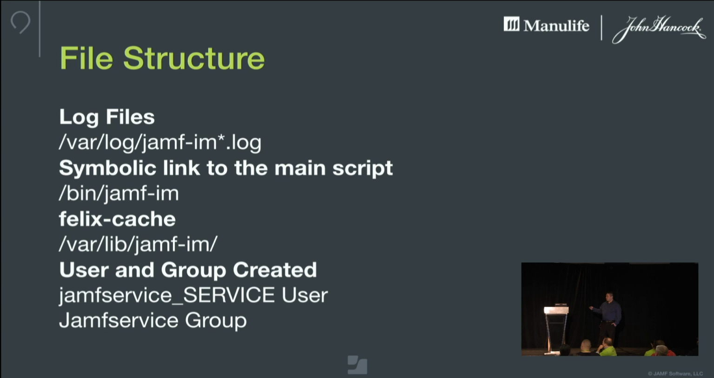There's several different files that go into the /var/log/jamf.im name. There's a symbolic link to /bin/jamf.im for each instance. And then the Felix cache goes in /var/lib/jamf.im. With the script that we have, we create a user and a group for each instance. The group doesn't change, it's always jamfservice, but the user changes to jamfservice_whichever instance we're running, in order to be able to enroll the instance and have rights to it.